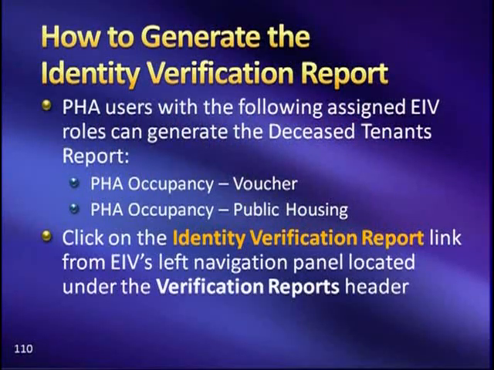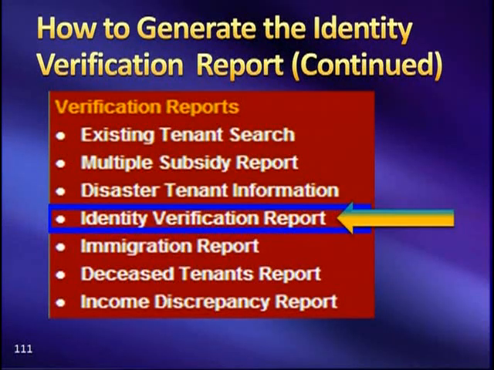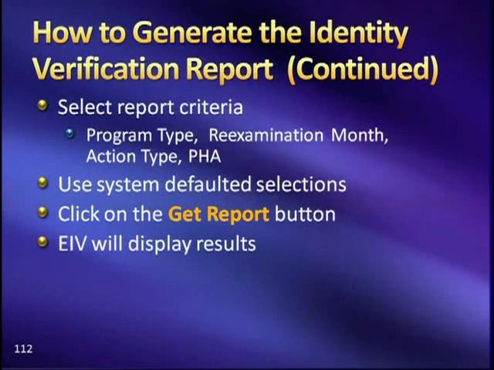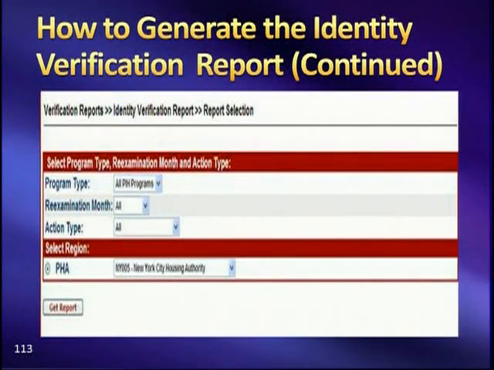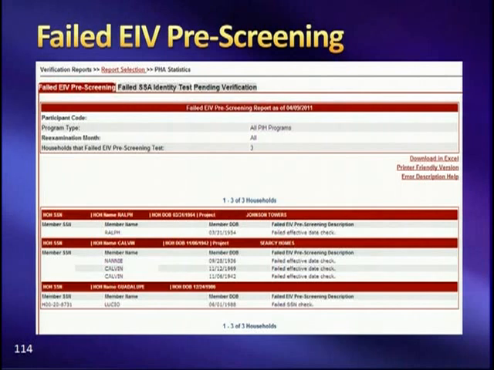Notice that accessing the report, again, is very simple for the identity verification report. However, notice the caveat here: your application processor cannot access this report. This report is only for your occupancy specialist for the voucher and the public housing program. Very simplistic. You simply click on the identity verification report, select your report criteria, click on the Get Report button. See how easy that is? Couple clicks, click, click, and here's your report. This report contains the full 9-digit social security number so that you can follow up with it.